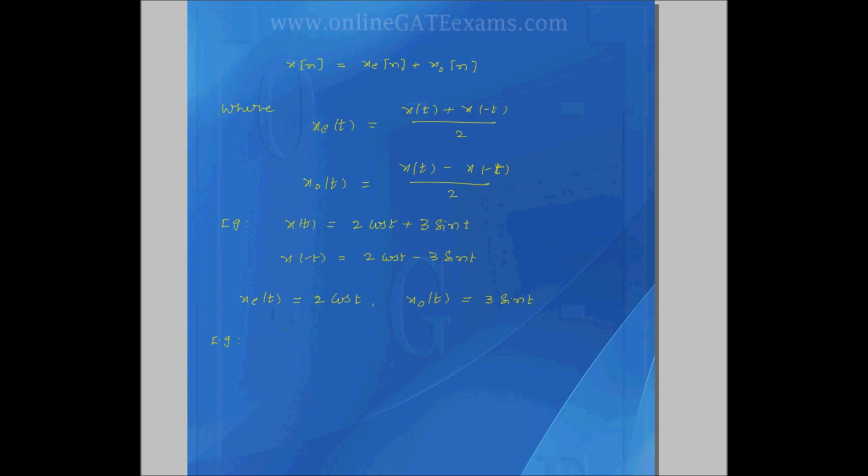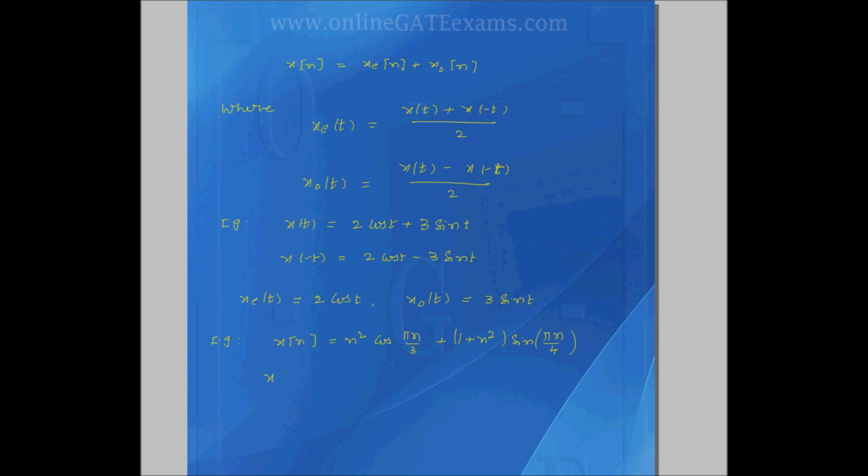Similarly, for the discrete time case, we'll take another example. Let us take x of n to be n square cos pi n by 3 plus 1 plus n square into sin pi n by 4.